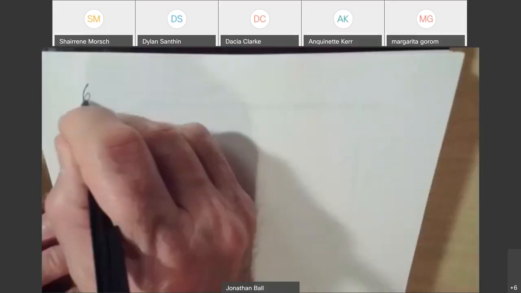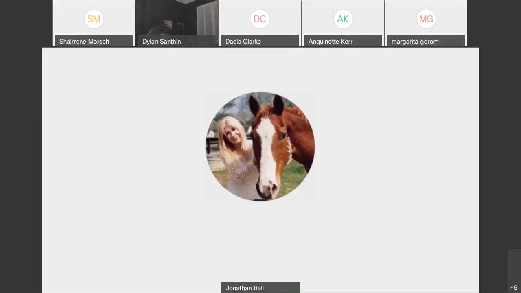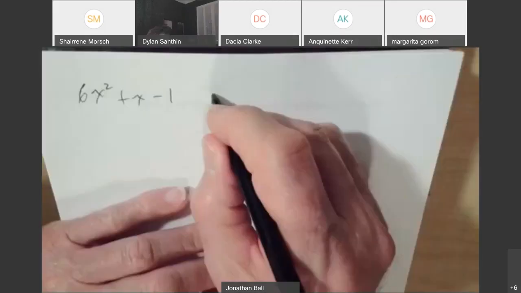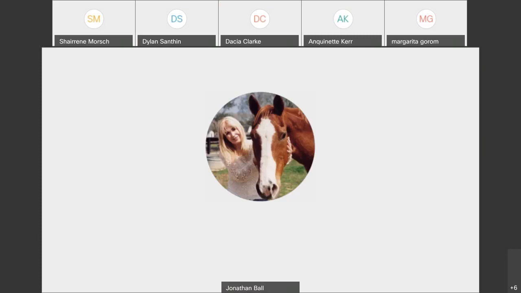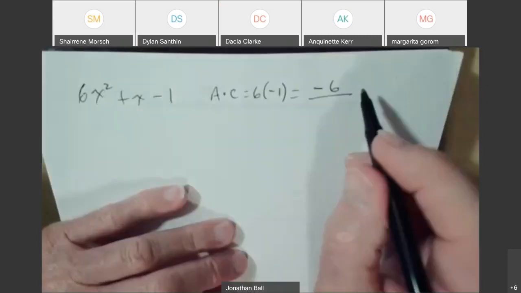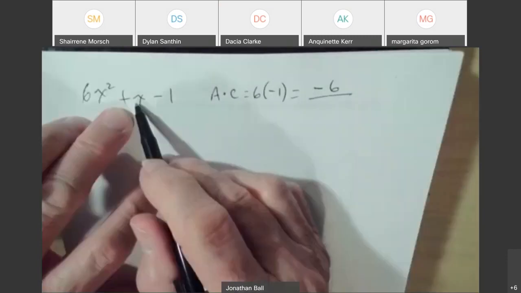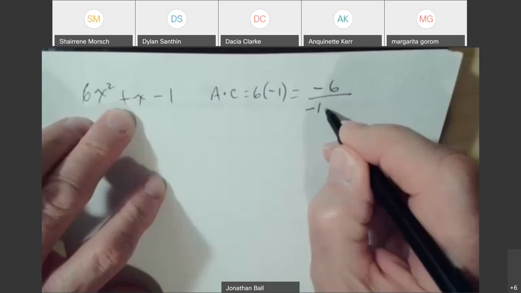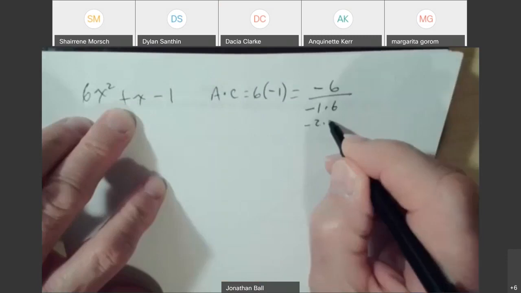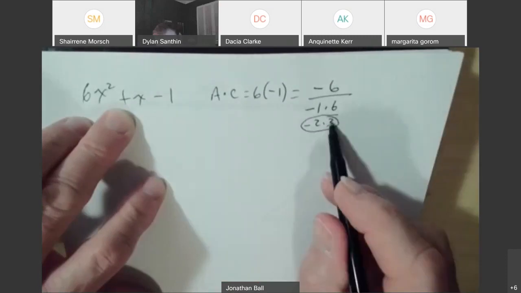Got this. 6x squared plus x minus 1. We do a times c, which is 6, times negative 1, which is negative 6. Now, what are the factors of negative 6 that combine together to give us a positive 1? Negative 1 times 6, negative 2 times 3, there it is. Okay, 3 minus 2 is 1.